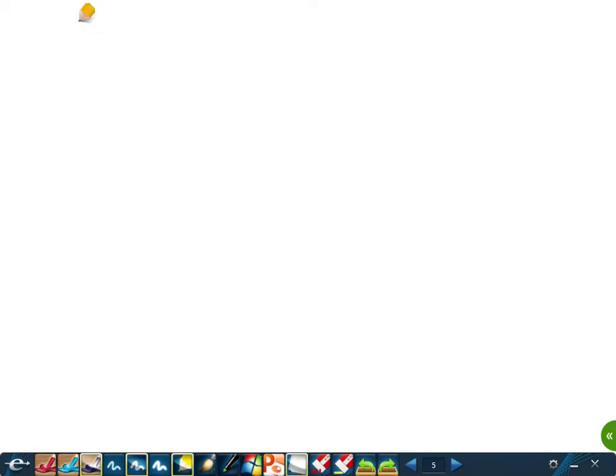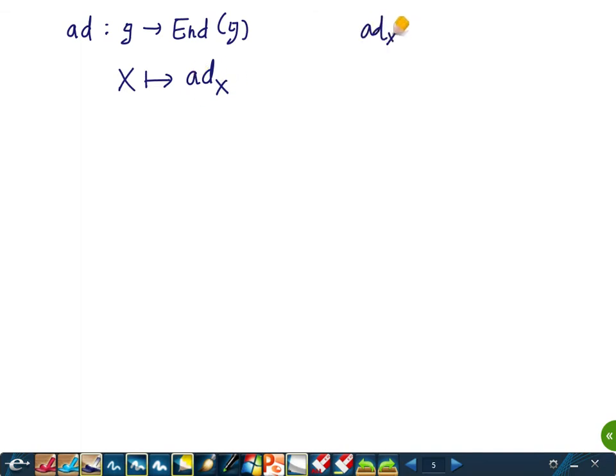All right, so now, once X is defined, we have the map, but now we consider something else. So ad is a map from G to, say, the endomorphisms of G. Because once we fix X here, we can find ad sub X. So ad X is a map from G to G, right? But this means ad is an endomorphism of G. But now this becomes a Lie algebra. This is a vector space, End of G.